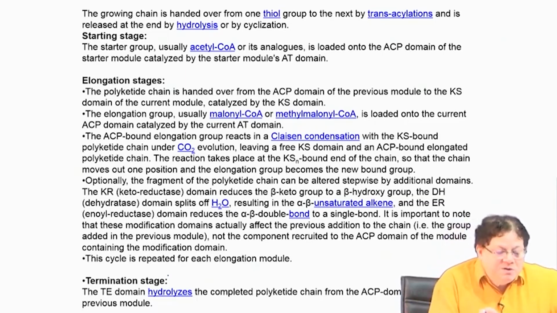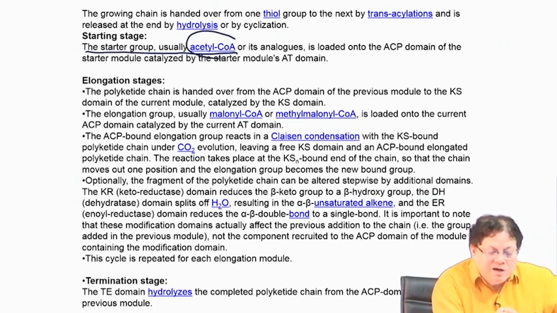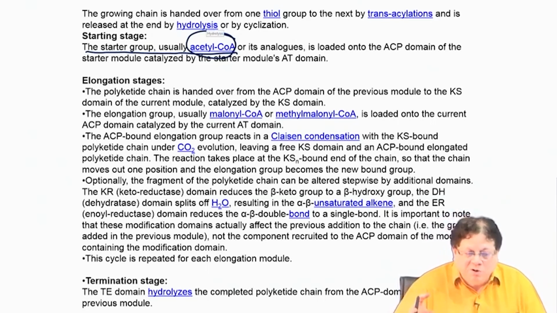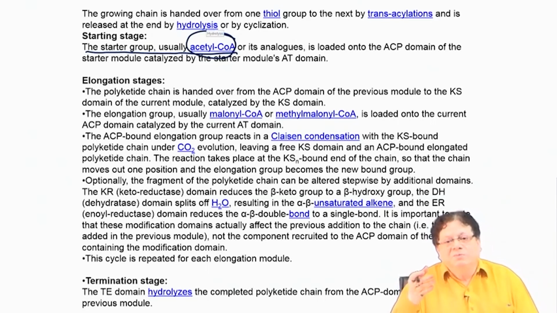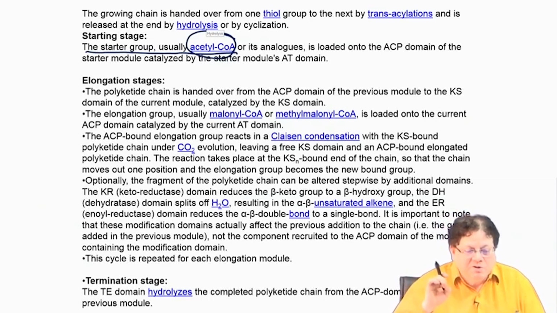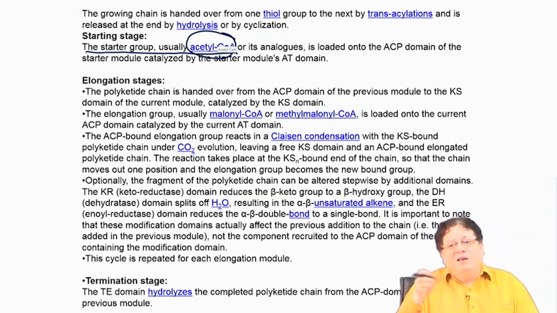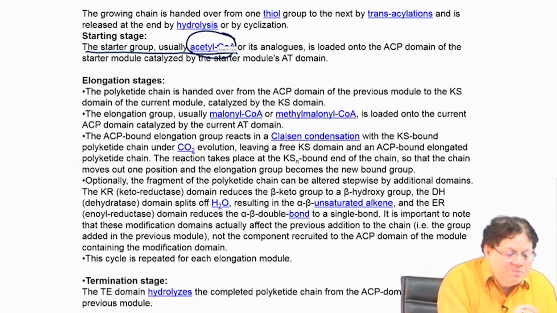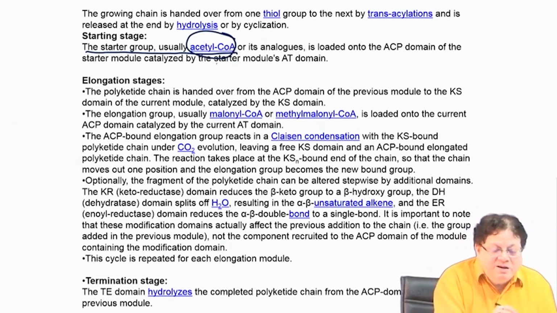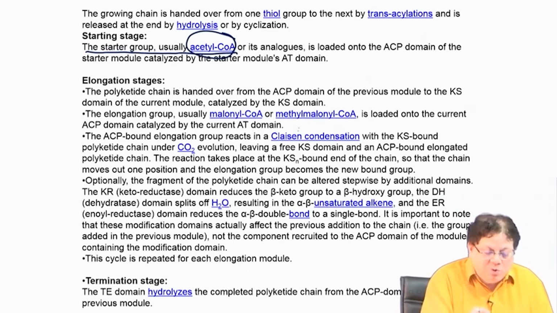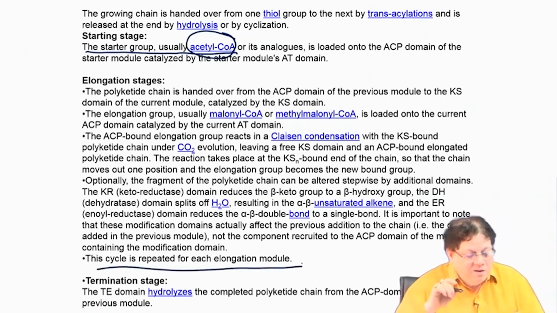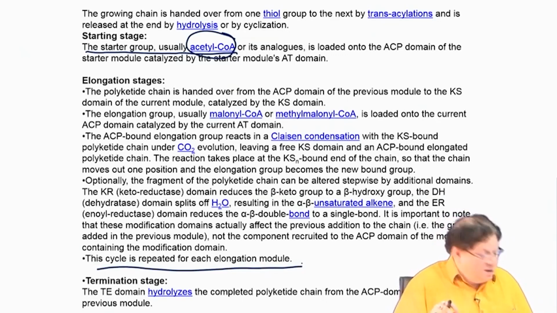Just some characteristic features. This is basically repetition. The starter group is usually acetyl coenzyme A, but again that may vary. It could be propionyl coenzyme A, as you have seen in case of erythromycin biosynthesis. The starter unit was propionyl CoA and the extension unit was methyl malonyl CoA. And so, that is the AT and the ACP domain. Then elongation stages, we have already discussed all these things, and this cycle is repeated for each elongation module, and the termination stage when the desired length is obtained.